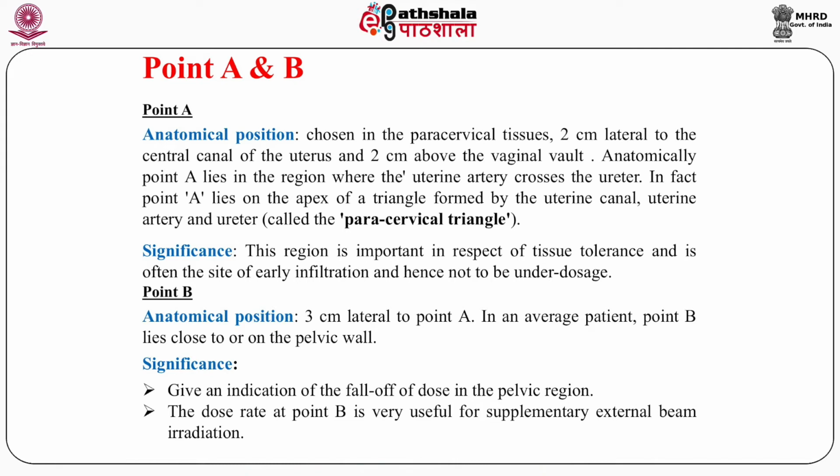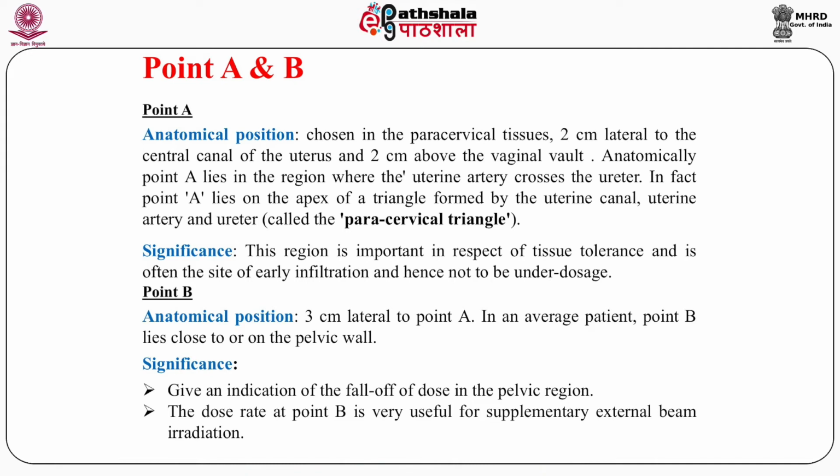Anatomically, point A lies in the region where the uterine artery crosses the ureter. In fact, point A lies on the apex of the triangle formed by the uterine canal, uterine artery and ureter, called the paracervical triangle. In the case of cancer, the dose to the tumor at point A is delivered keeping in mind the tolerance of the surrounding normal tissues.